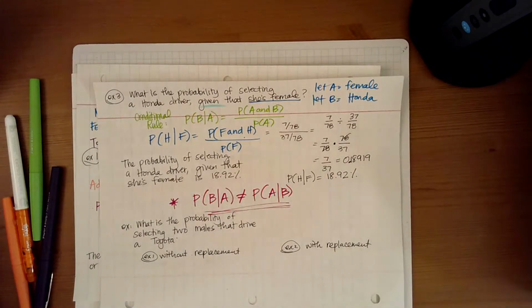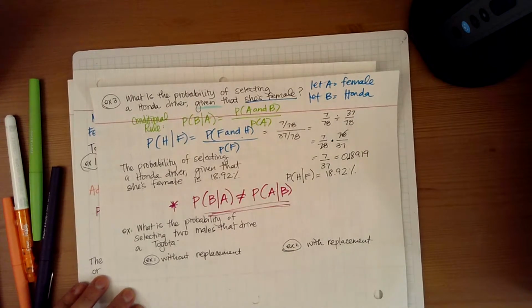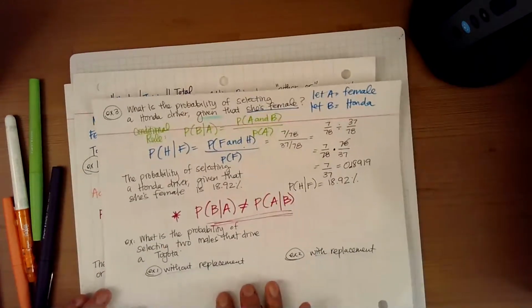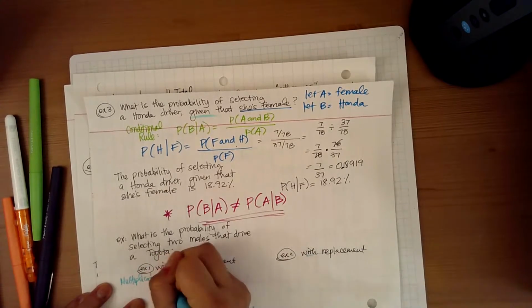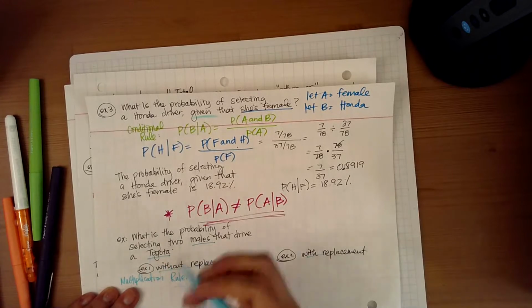So we're going to look at this and we're going to see, this is going to be multiplication rule. Do I have another colored pencil? Probably. Let me see. Okay. So with replacement means multiplication rule. Okay. And my multiplication rule. Okay. Notice two males that drive a Toyota. That means males that drive a Toyota.